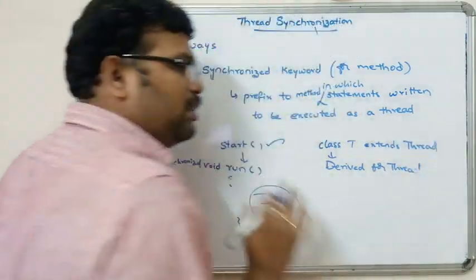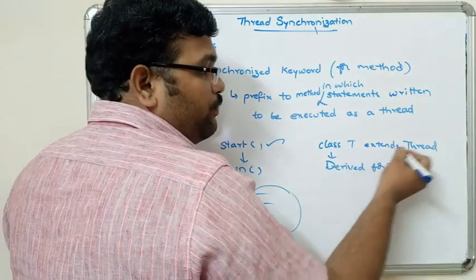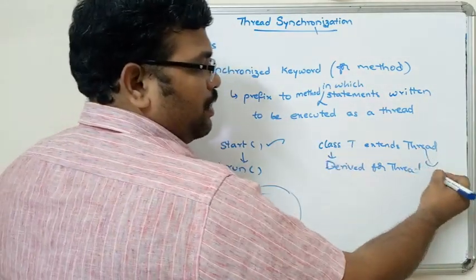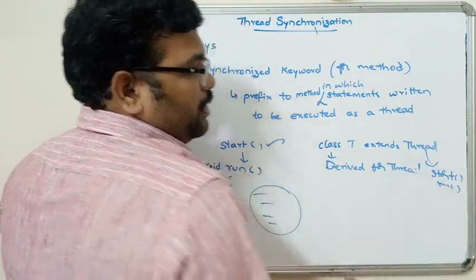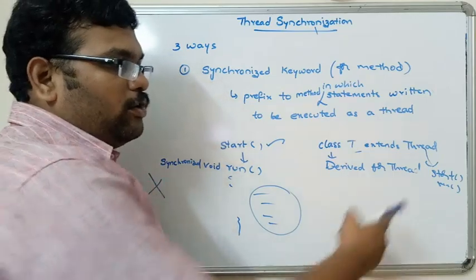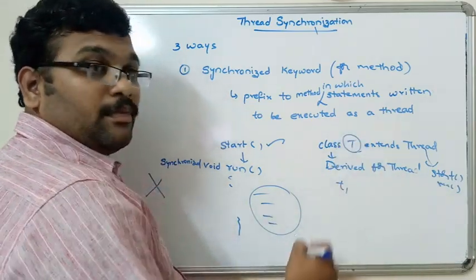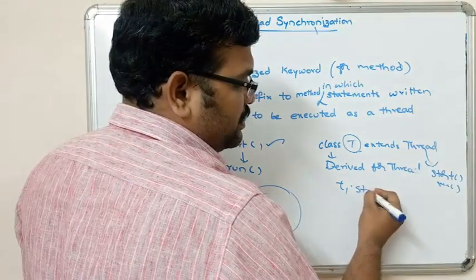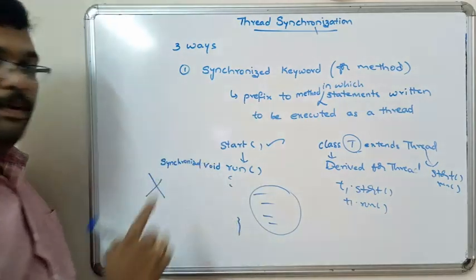Right? So all the classes are derived classes of the Thread class. Now, start and run are the methods available here. In order to execute this, we have to create an object for T, so T1, and we have to apply this start method. T1.start, and automatically run will be executed.